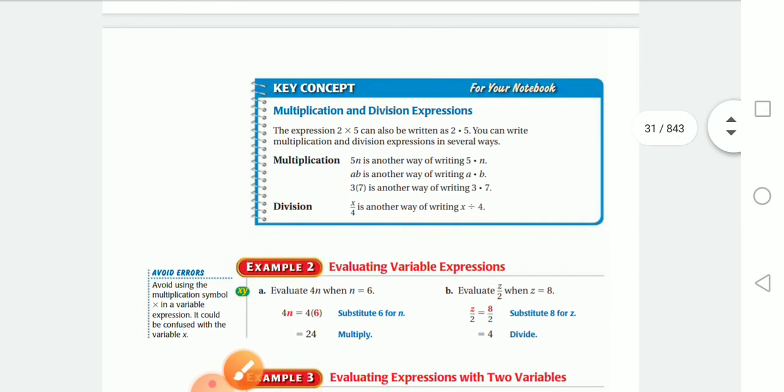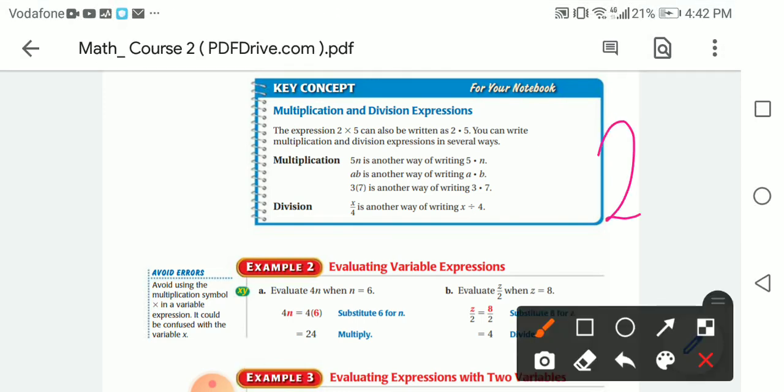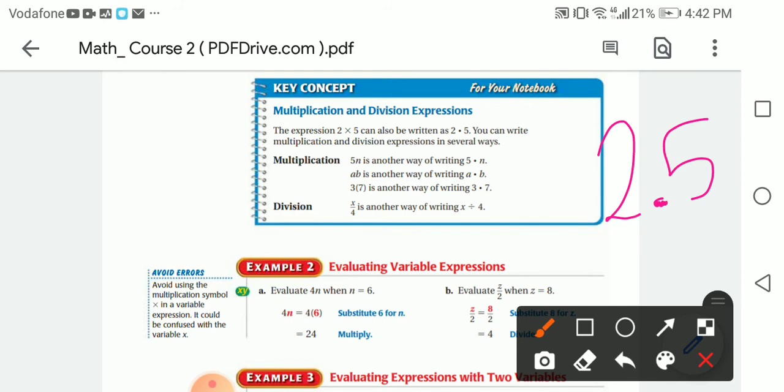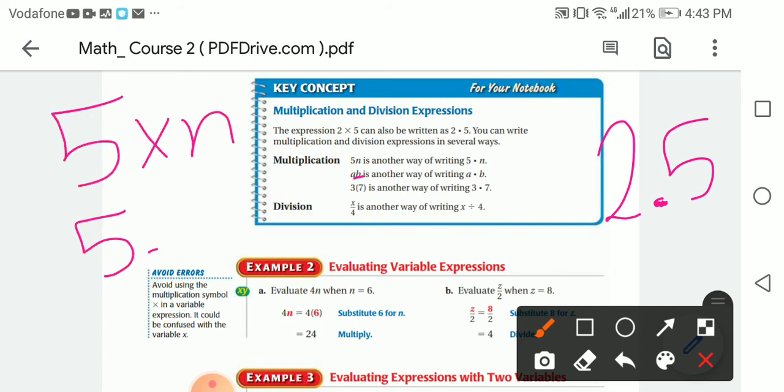New concepts: multiplication and division expressions. The expression 2 times 5 can also be written as 2, look here, Samir, instead of the multiplication sign, I can write this dot. Can you see this? Yes, 2 dot 5. Multiplication: 5n is another way of writing 5 times n. So focus: 5 times n is the same as 5 dot n, and the same as 5n.